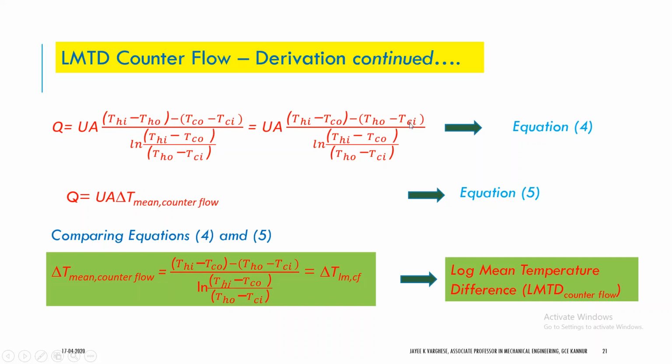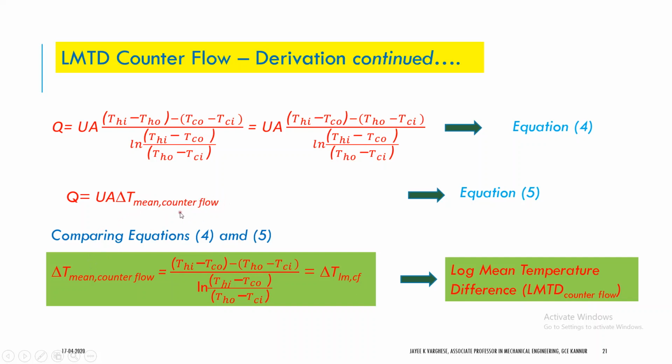Divided by the same thing will be coming for the log term also in the denominator. So UA times THI minus TCO divided by THO minus TCI. Now this stands for the mean of the temperature difference between hot and cold for the counterflow heat exchanger. So for counterflow heat exchanger, Q can be written as UA delta T mean of the counterflow. What type of a mean is that?